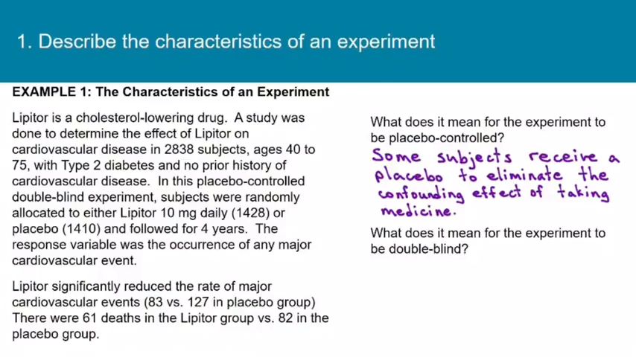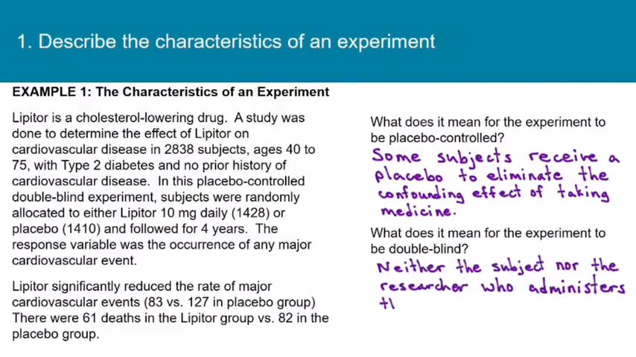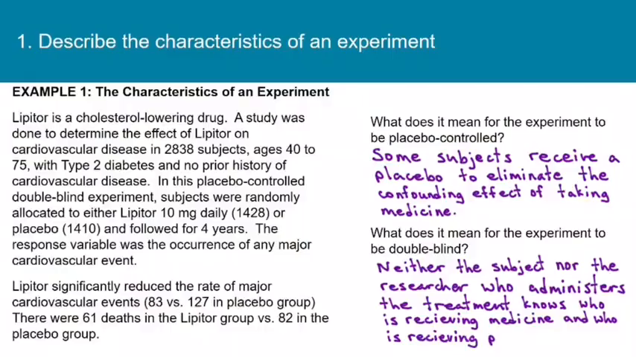And what does it mean for the experiment to be double-blind? Well, it means that neither the subject nor the researcher who was in contact with the subject knew whether the subject was receiving actual treatment. Neither the subject nor the researcher who administers the treatment knows who's receiving treatment and who's receiving placebo.